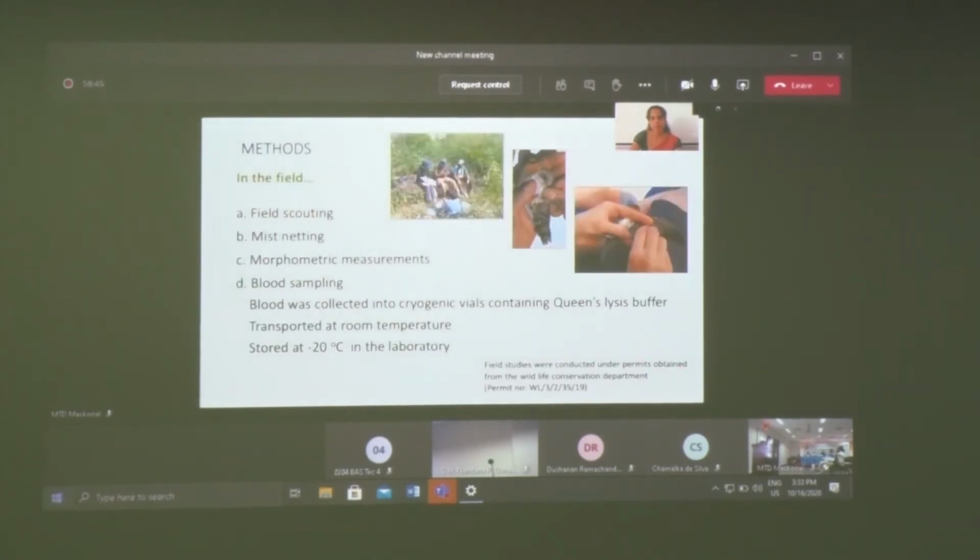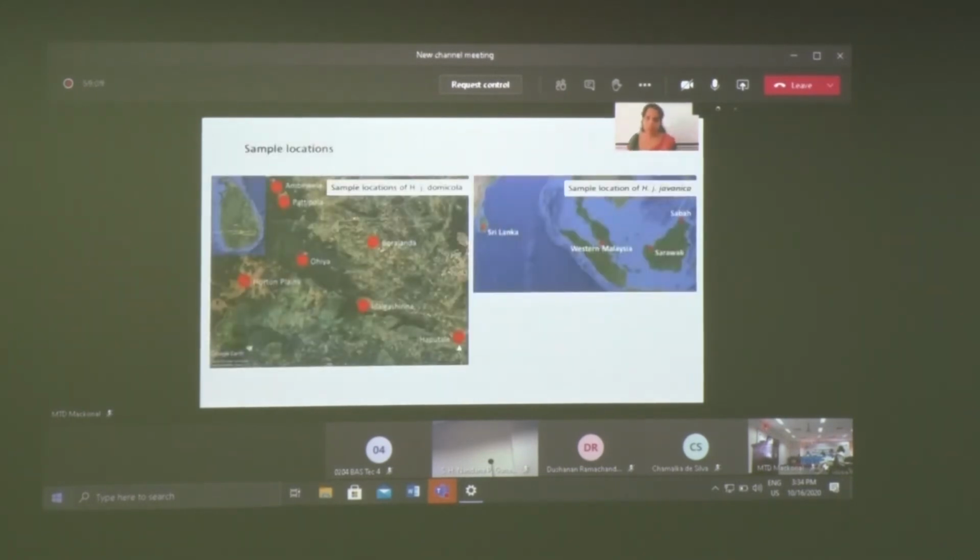Moving on to the methods of the study, I conducted a field scouting session to locate these swallows and their nesting sites. I used mist nets to capture the birds and obtain blood samples. 51 blood samples from the captured birds were obtained and stored in the laboratory at minus 20 degrees Celsius until used for further purposes. These samples were from several locations in Sri Lanka. Samples were obtained from Western Malaysia and Borneo as well for genetic analysis.